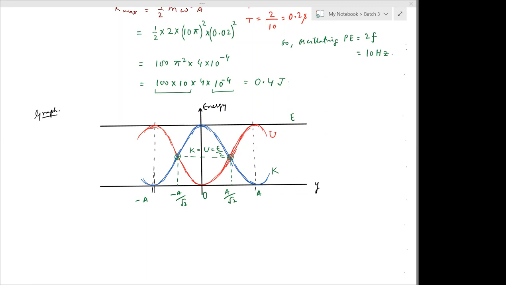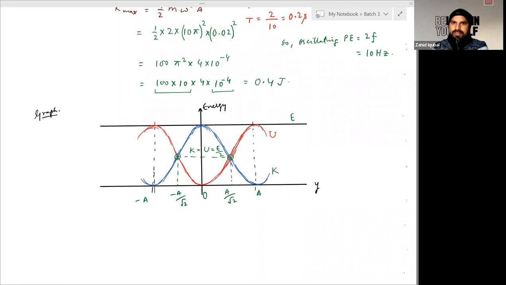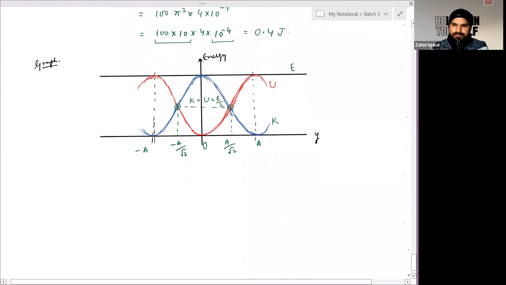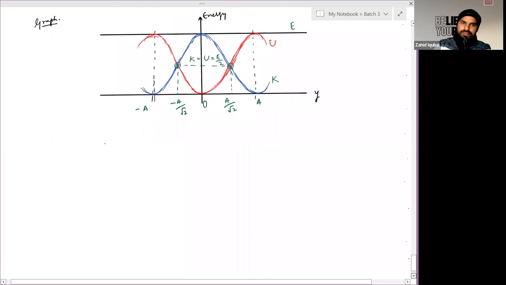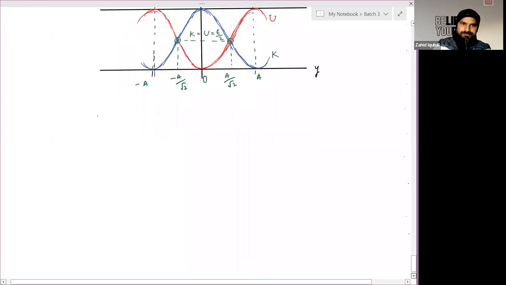So this is all about the energy part of this SHM, and you will be asked only these different problems related to this part. Next, the third part of this chapter is calculation of time period.